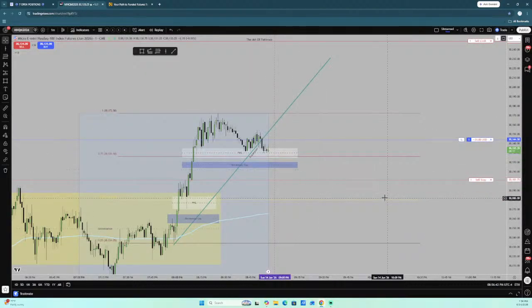Okay, we're getting pretty close to 9 p.m. I would like to see some action here. So right now it's still moving kind of sideways here, but hopefully it's part of the expansion move higher.